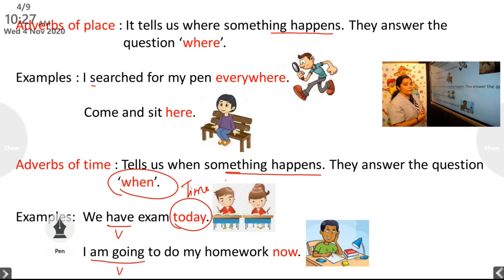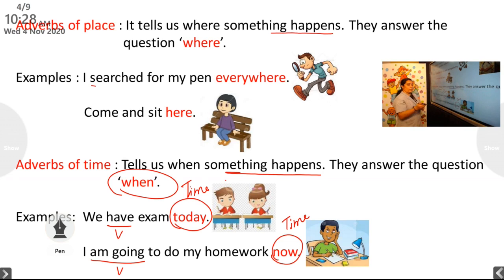I am going is the verb here. So you will ask the question: when are you going to do your homework? Or your mother asks you a question: when are you going to do your homework? So you always tell the answer now. So this is the time. It shows the time. So this is adverb of time.